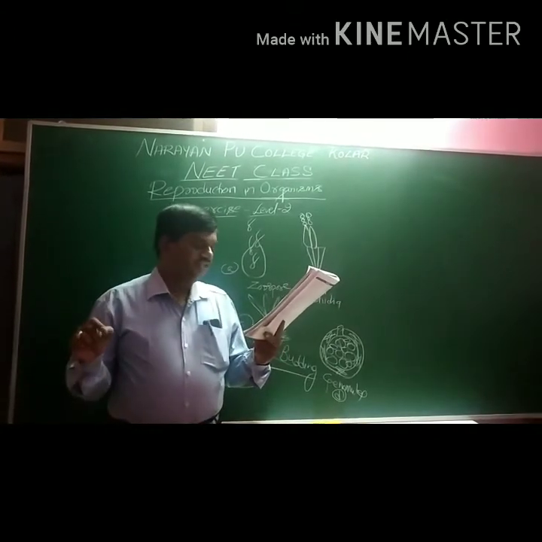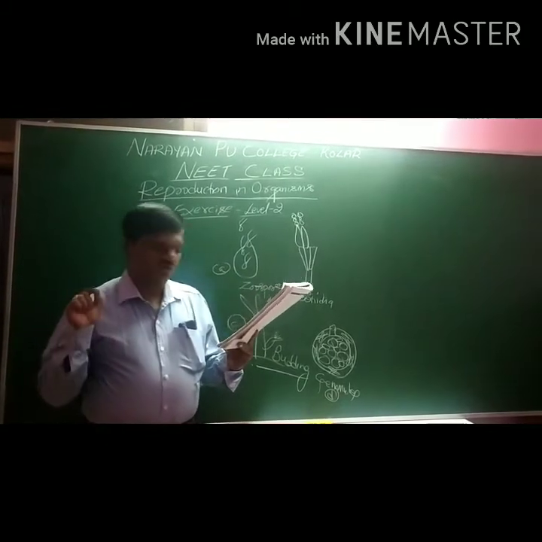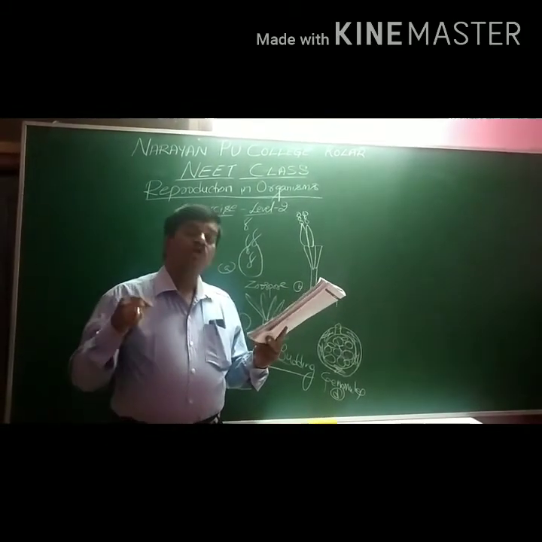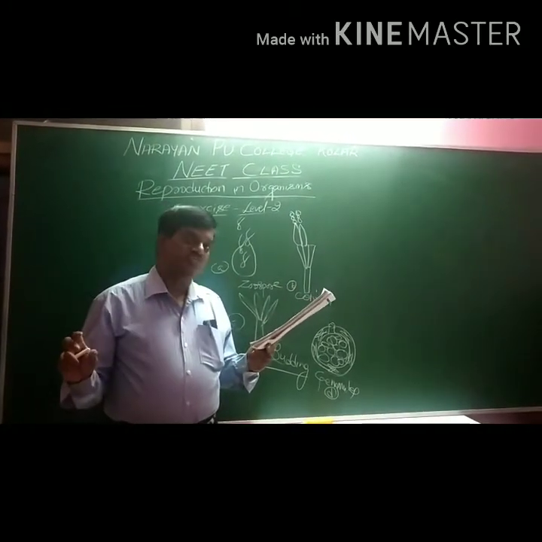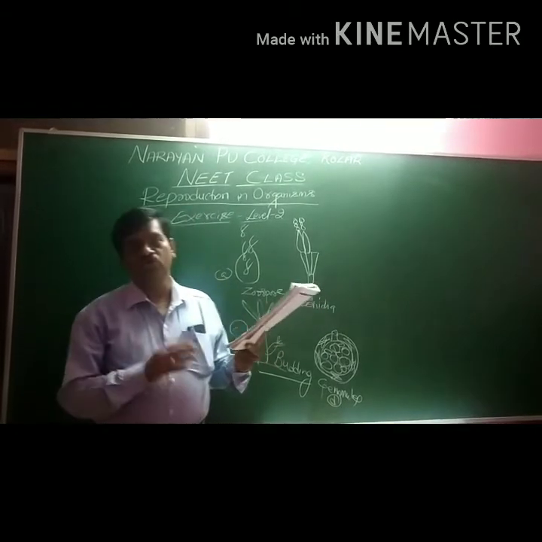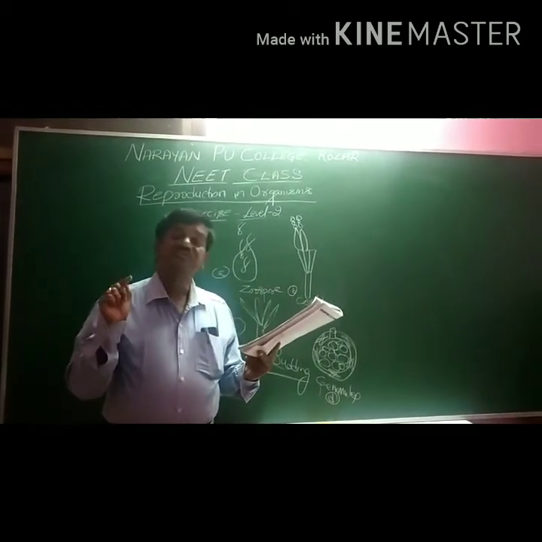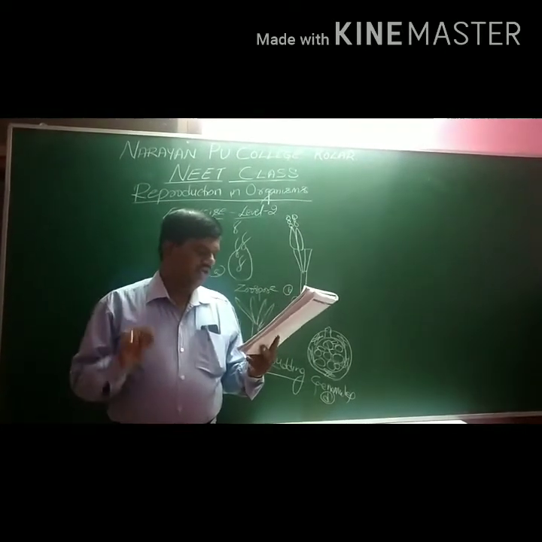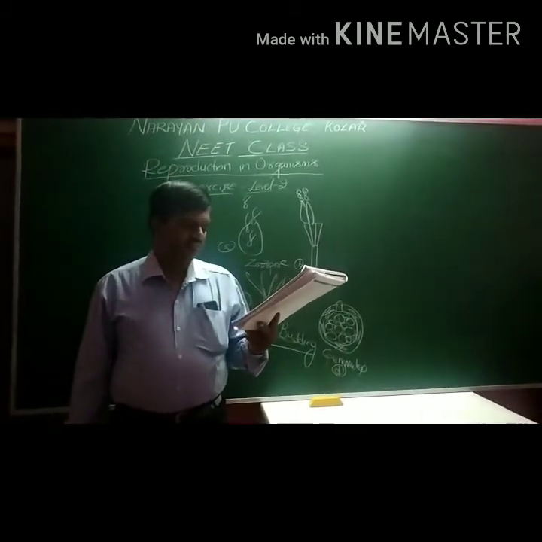Third option, during gametic transfer. Even in transfer of gametes, gametes are always haploid. This is wrong. Fourth option, during post-zygotic stage. This is 100% right. Once a zygote is formed, this zygote undergoes repeated divisions. So here the answer is D. D is the answer, during post-zygotic stages. We'll go for the next question.